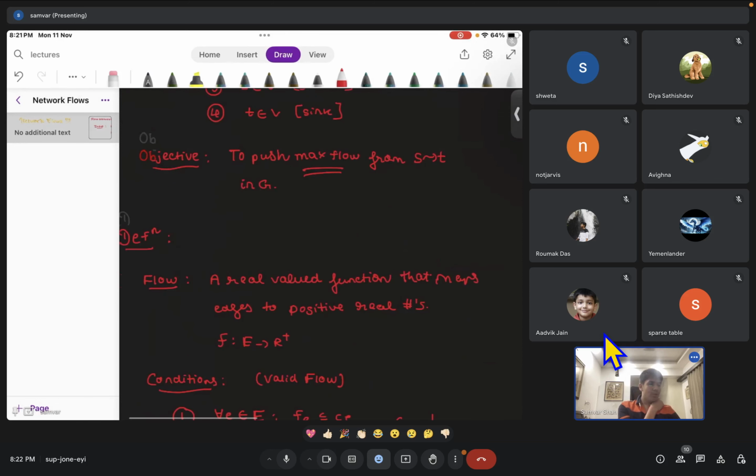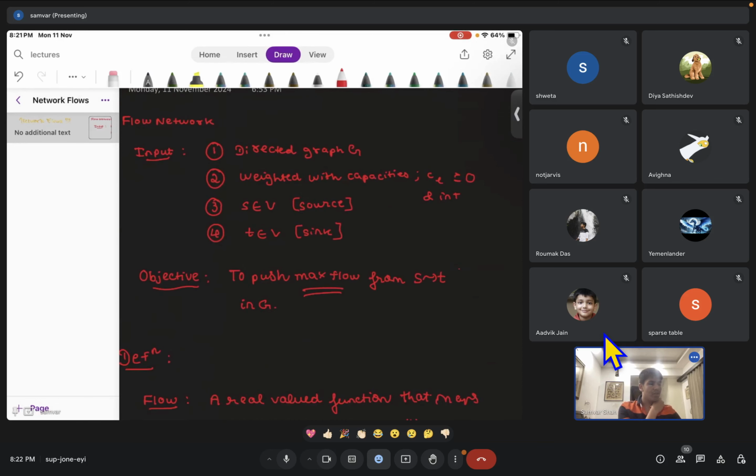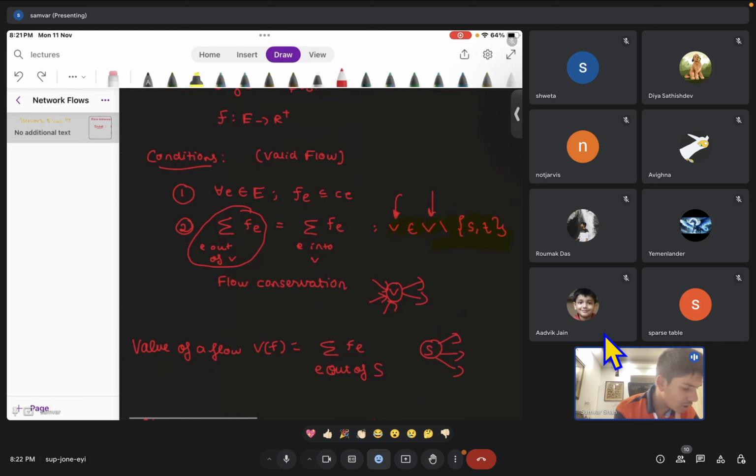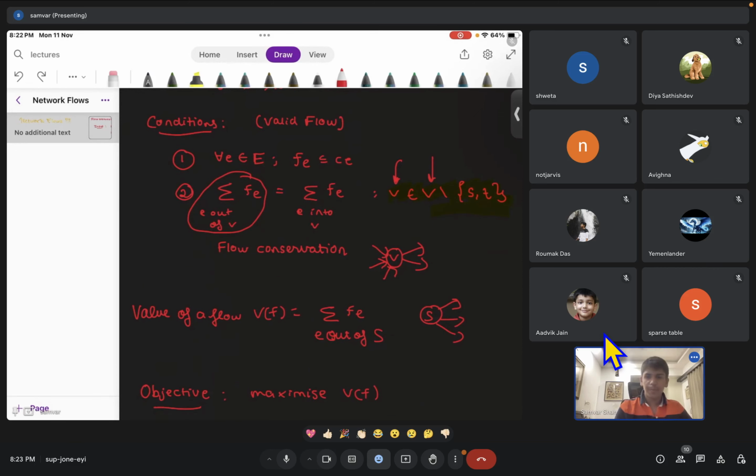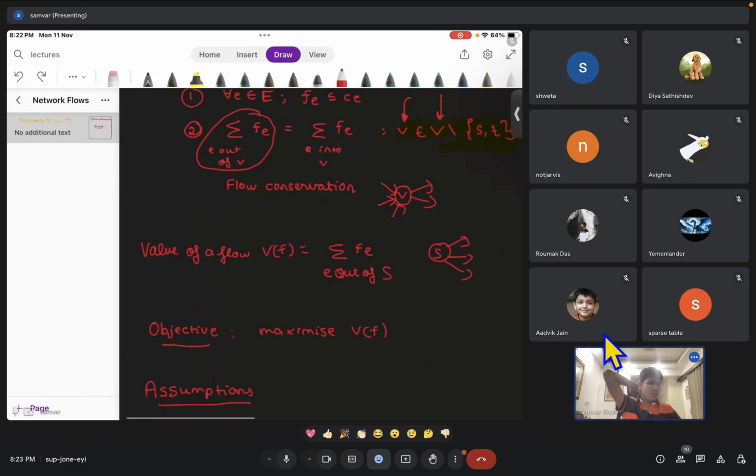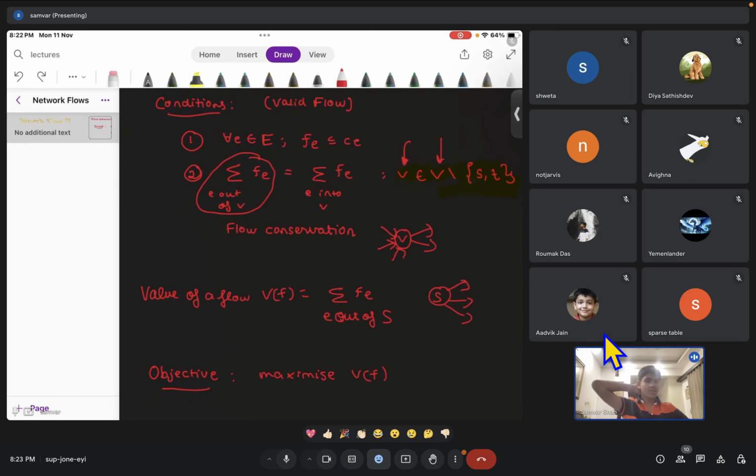Okay, so we spoke that our objective was to push a maximum amount of flow from S to T in G. So we have a notation for this, and we call it Vf, and that is the value of the flow. So value of the flow is the amount of flow which we are pushing from the source. So it's just the sum of the flow values from the source. So we want to maximize Vf. This is what we are trying to do. Is the problem clear?